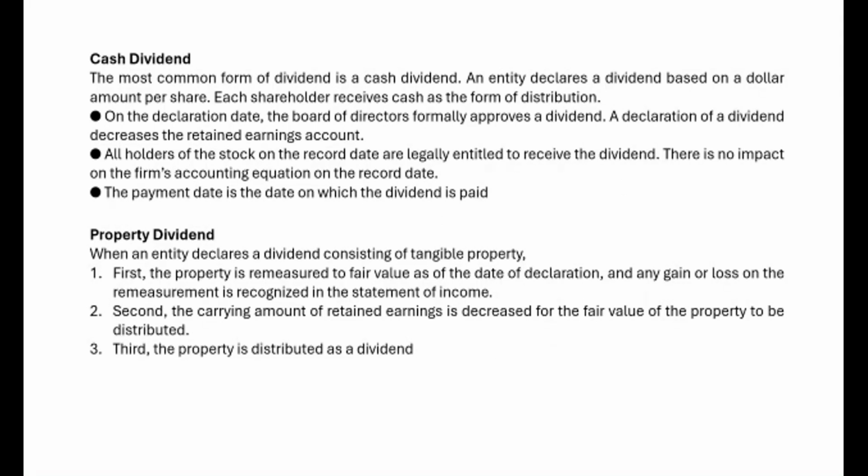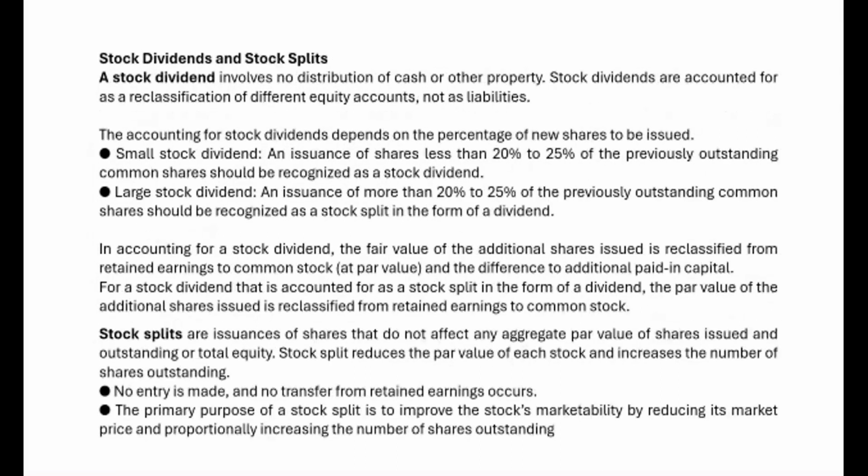Property dividend. When an entity declares a dividend consisting of tangible property, first, the property is remeasured to fair value as of the date of declaration, and any gain or loss on the remeasurement is recognized in the statement of income. Second, the carrying amount of retained earnings is decreased for the fair value of the property to be distributed. And third, the property is distributed as a dividend.